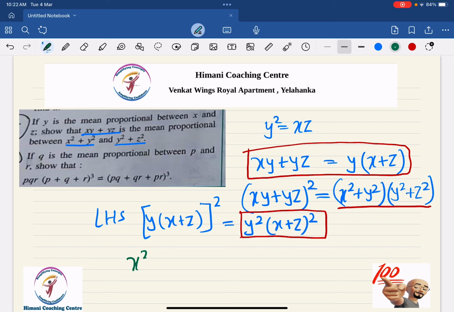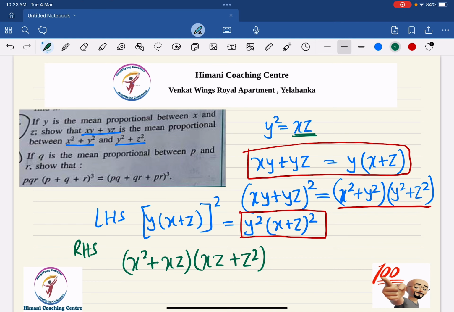Now x square plus y square, and what is y square? Y square is x times z. So let us write that down, times y square plus z square. Again I am going to replace y square with x times z plus z square. So that is my RHS.